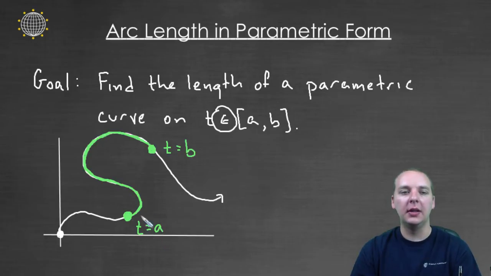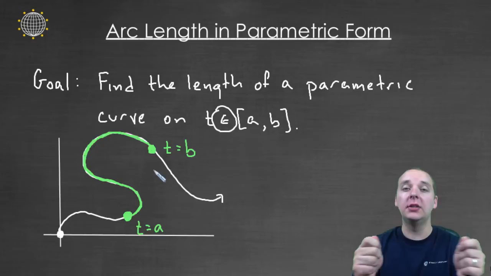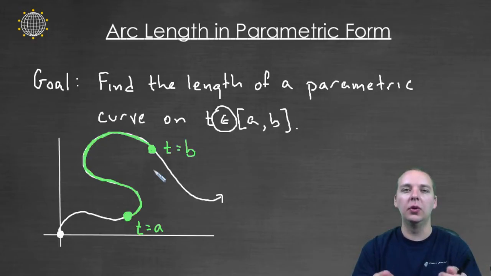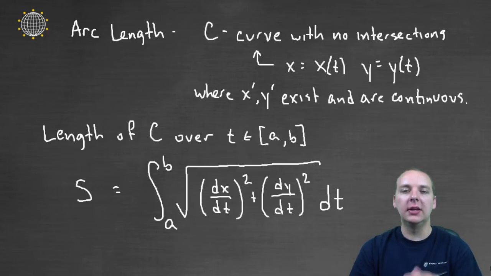Okay, so we want to find the length of this green line. In a practical sense, this would be like if this was a green piece of rope. If you could take the rope out and stretch it out straight and put it beside a ruler, how long would that green piece of rope be? All right, and as I said earlier, we can do this using calculus.